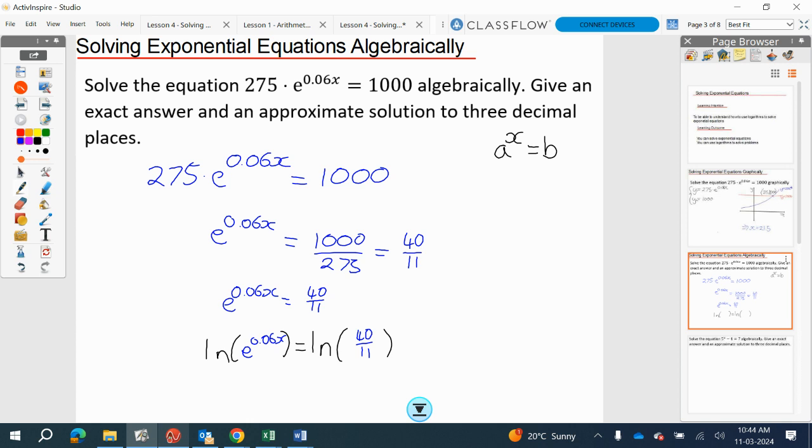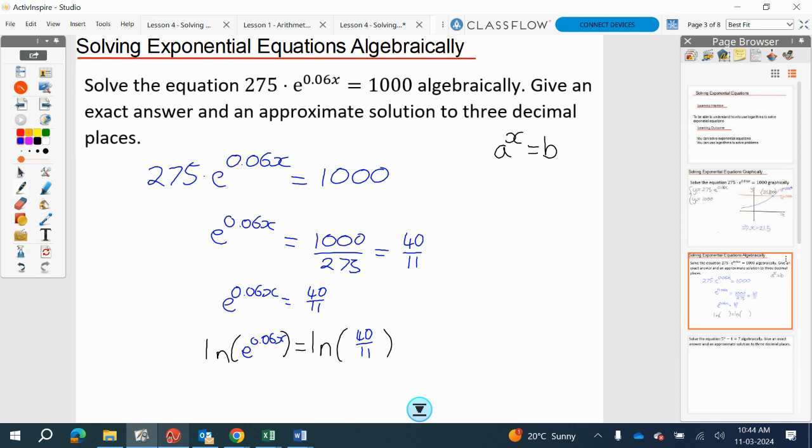Can you do natural log of 40 over natural log of 11? That would not work, obviously. It would have to be the natural log of 40 minus the natural log of 11. Why? The quotient property of logarithms. All right, so we can simplify this. How can we simplify it? How can we simplify that?